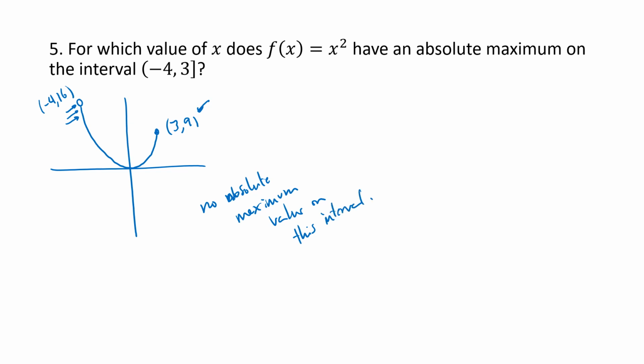And if you remember, the theorem that we had said that a function must achieve both an absolute maximum and an absolute minimum on a closed interval. And this is not a closed interval because of that round parenthesis around my negative 4.